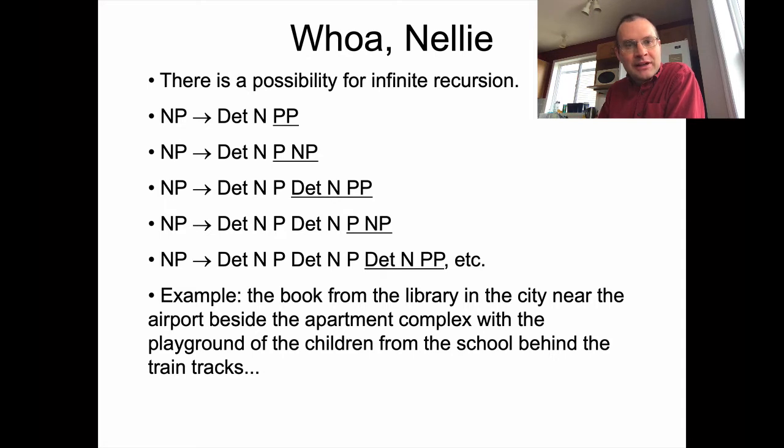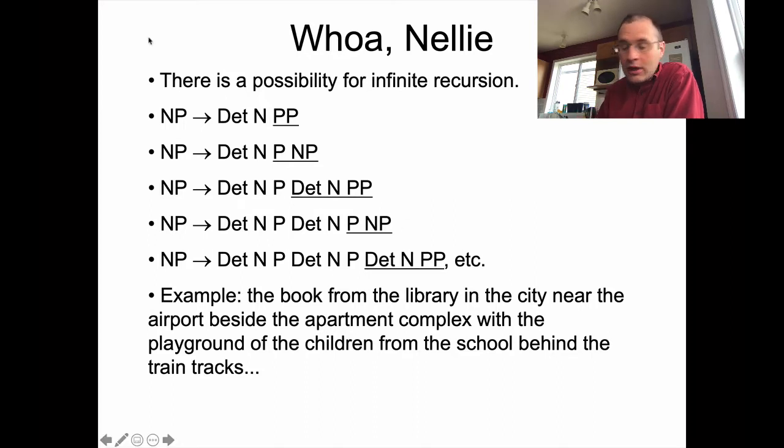We can embed as many prepositional phrases inside the noun phrases as we want. We can get a phrase like the book from the library in the city near the airport beside the apartment complex with the playground of the children from the school behind the train tracks, and so on and so forth, ad infinitum. There's no reason we ever have to stop, according to the formal way these rules work.